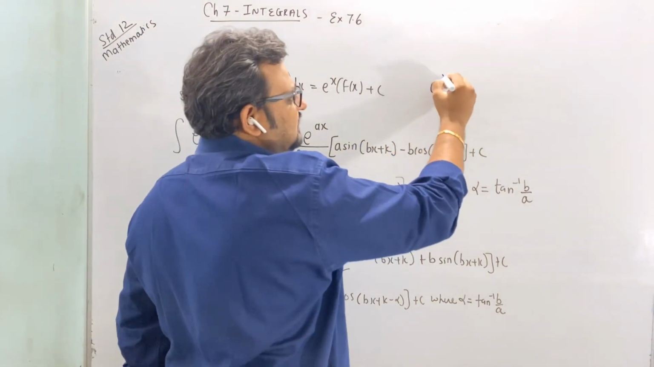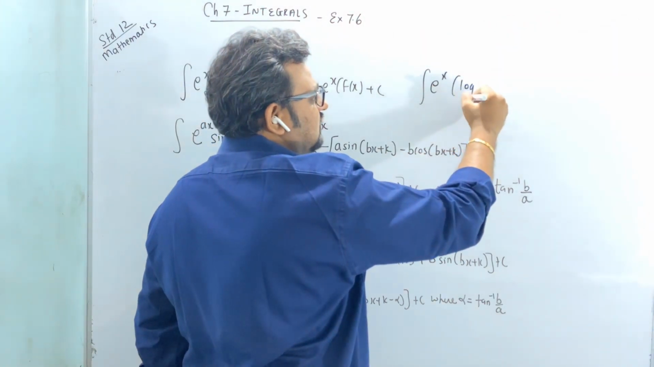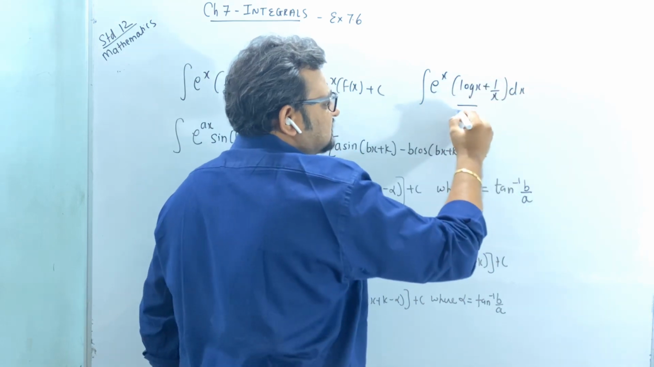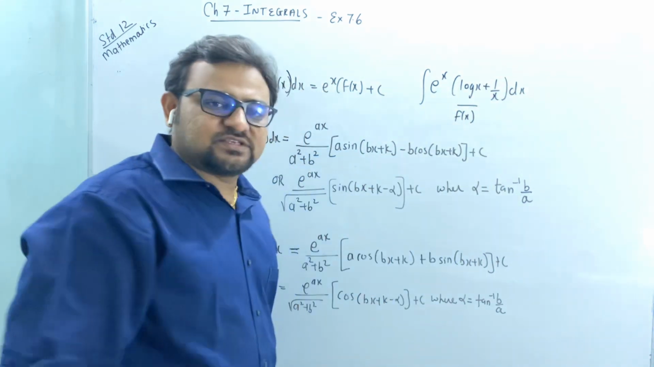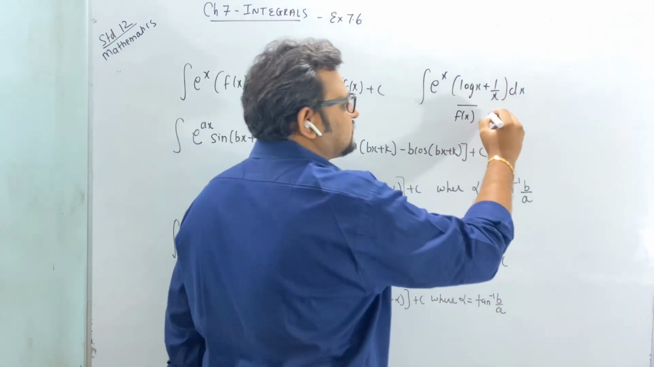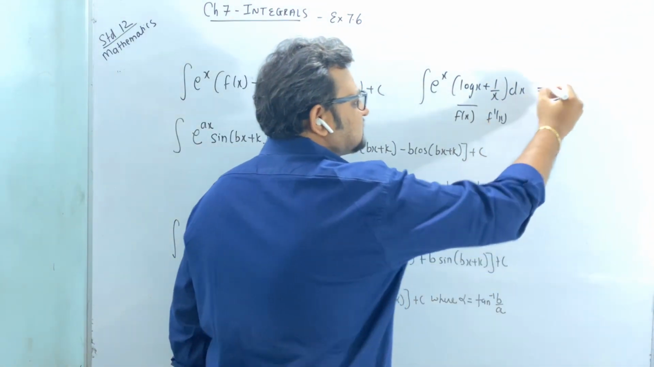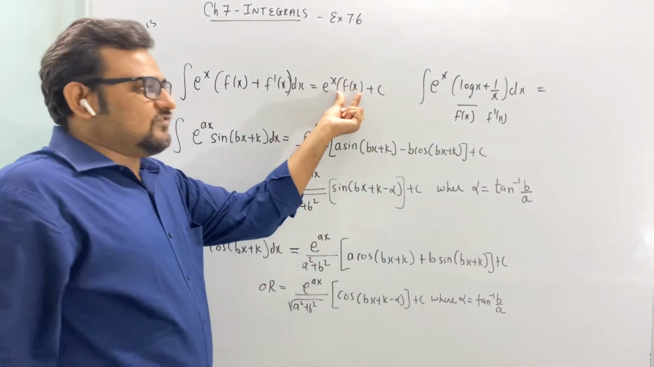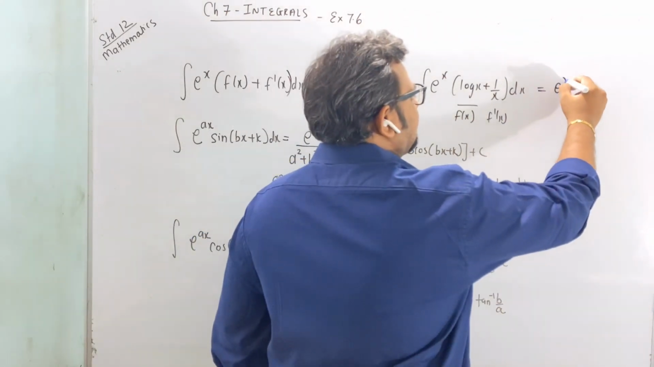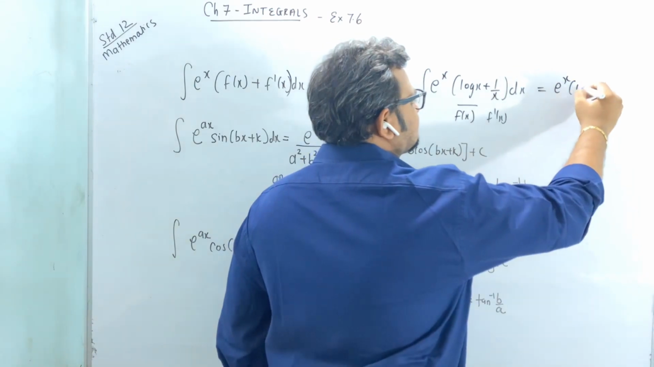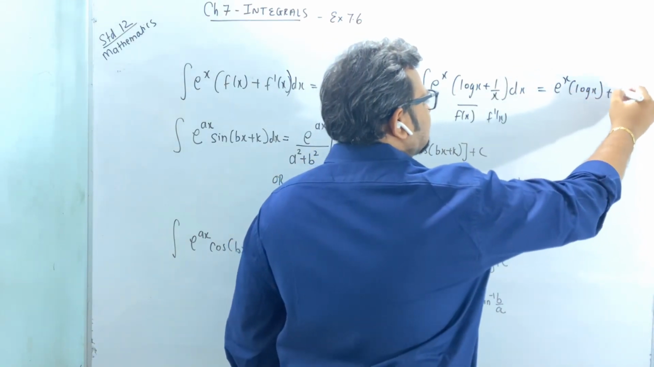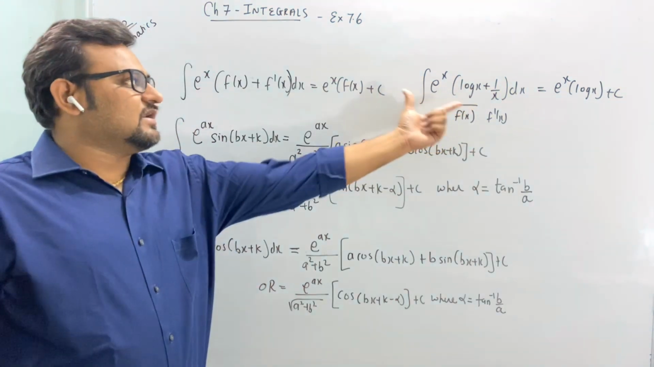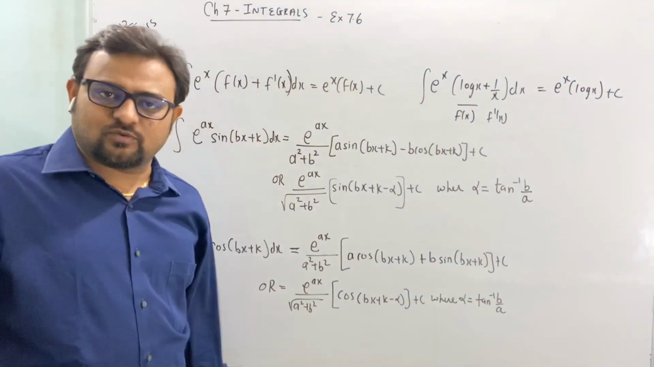If the question is like this: the integral of e raised to x times (log x plus 1 by x) dx. See, this is f(x), and what is the derivative of log x? 1 by x, so this is f'(x). So if I use this formula, e raised to x times f(x) means e raised to x times log x plus c. Clear? So this will be our answer according to this formula.